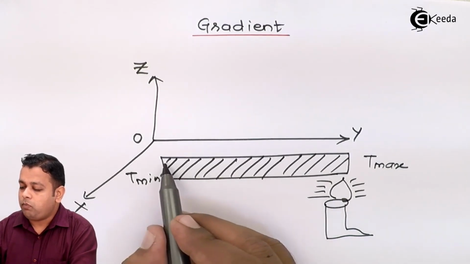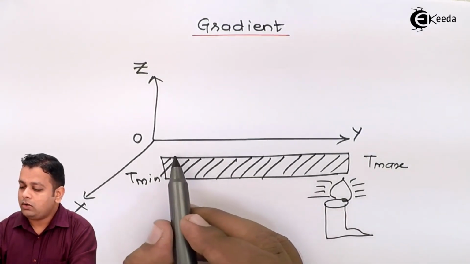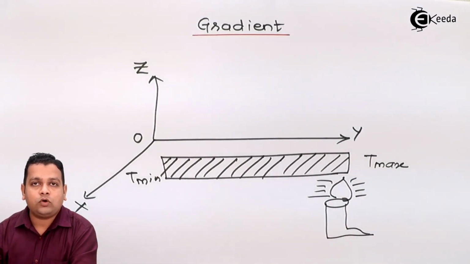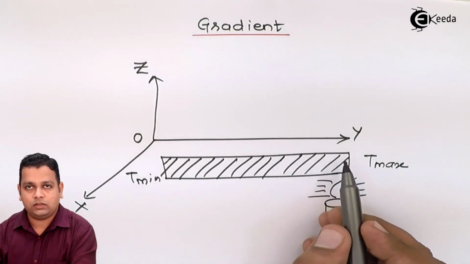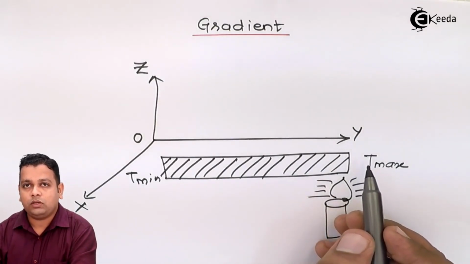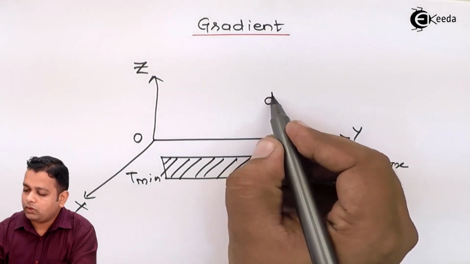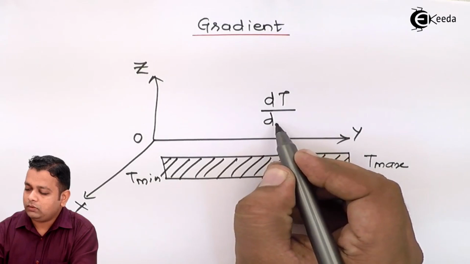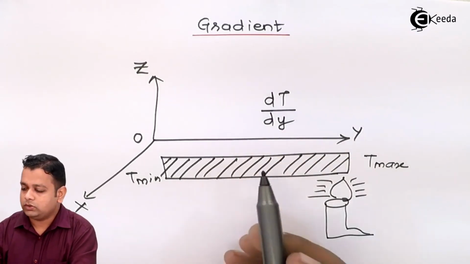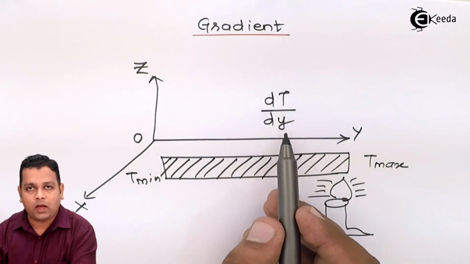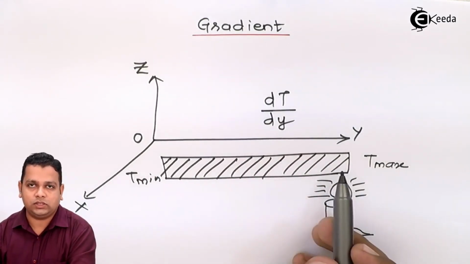So in the body of this metal rod, along the y-axis, we can say that there is a rate of change of temperature with respect to the length. The length we can express in terms of y. So I can show the ratio of dT with dy. It is the differential of temperature with respect to y. So with y the length changes.